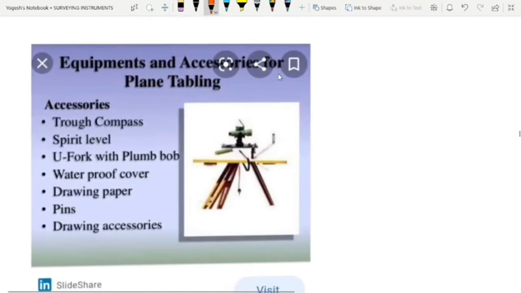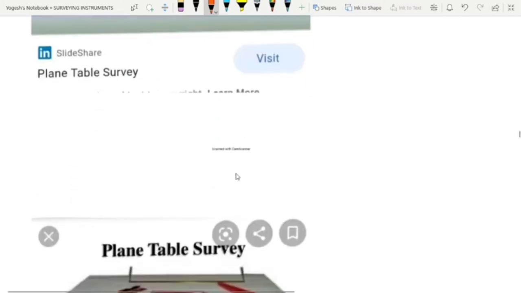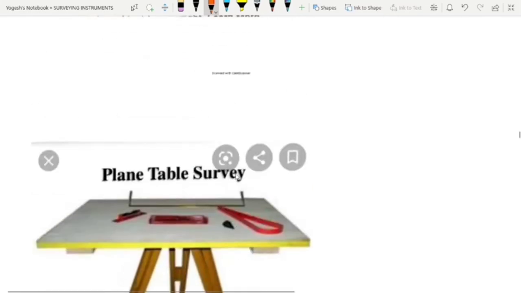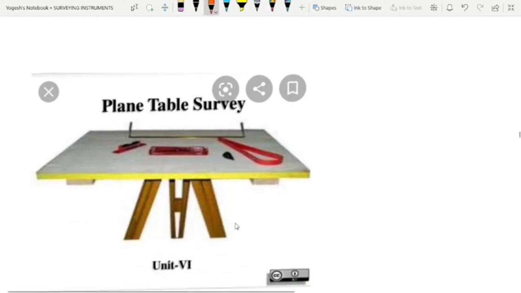Equipment and accessories for the plane table survey: trough compass, spirit level, U-fork, each and every instrument. This is basically the trough compass, you can see it from here also. This is a plane table. This is the U-fork. This is the spirit level, trough compass, plumb bob, tripod stand.